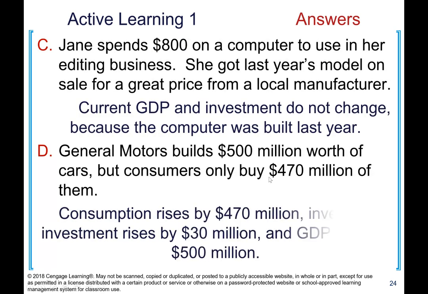Number C, Jane spends 800 on a computer to use in her editing business. She got last year's model on sale for a great price from a local manufacturer.